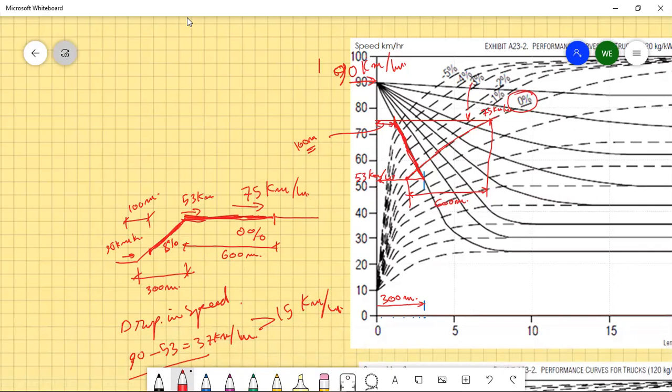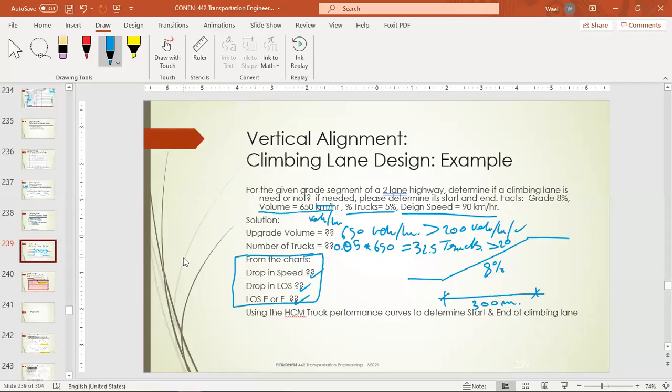Any questions so far? Okay, let's go back to our slides. So here we solved this example and we identified where to start and where to end the climbing lane.